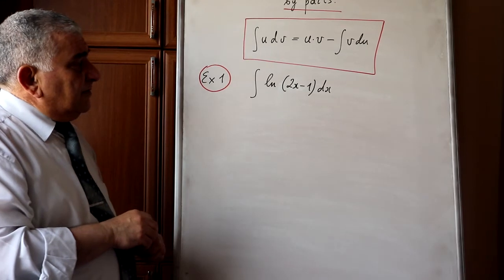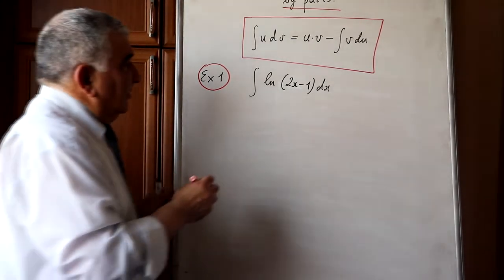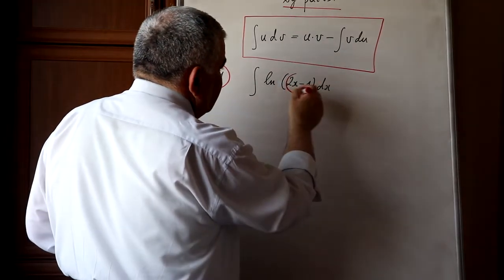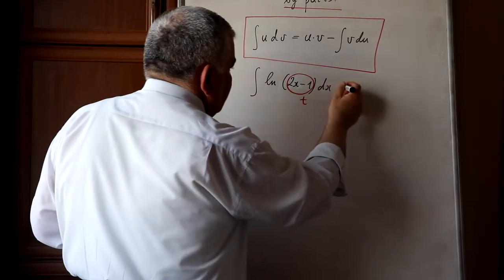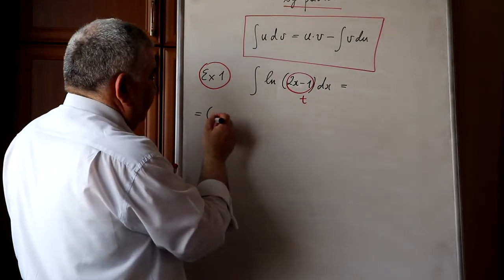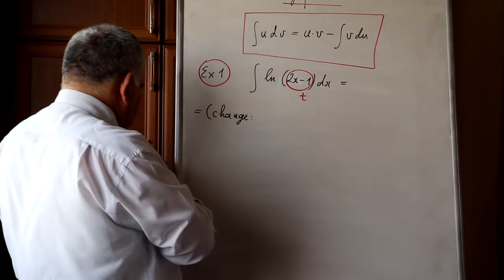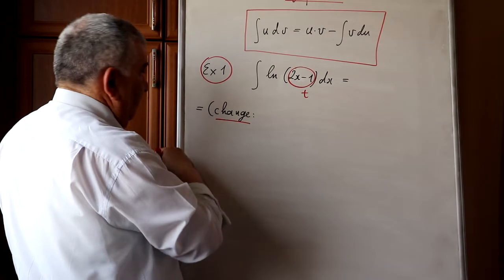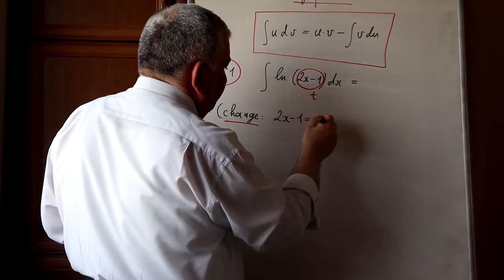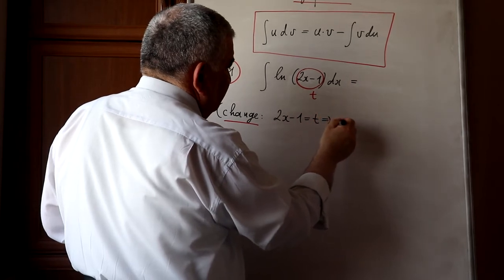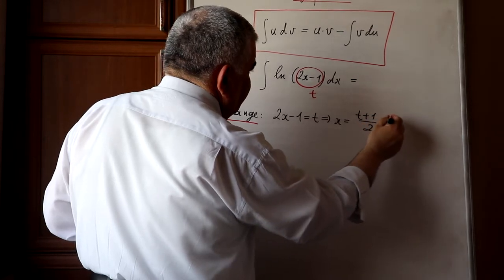First, change the argument of natural logarithm. Let 2x minus 1 be t. Then from here x is (t plus 1) in half. And then find dx.